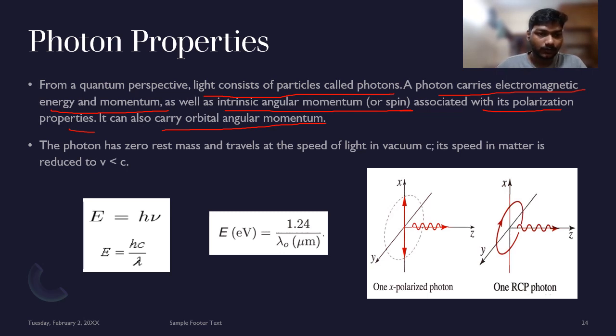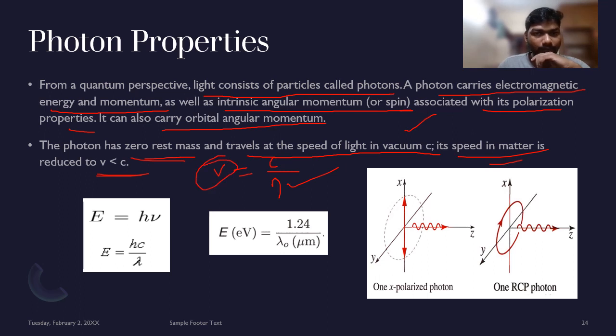The photon has zero rest mass, and it travels at the speed of light in vacuum, c. The speed of the photon in matter is reduced to v less than c, because v is given by c divided by n, where n is the refractive index of the medium. The energy is equal to h nu, and nu can be converted to c by lambda. These two formulas are very important.